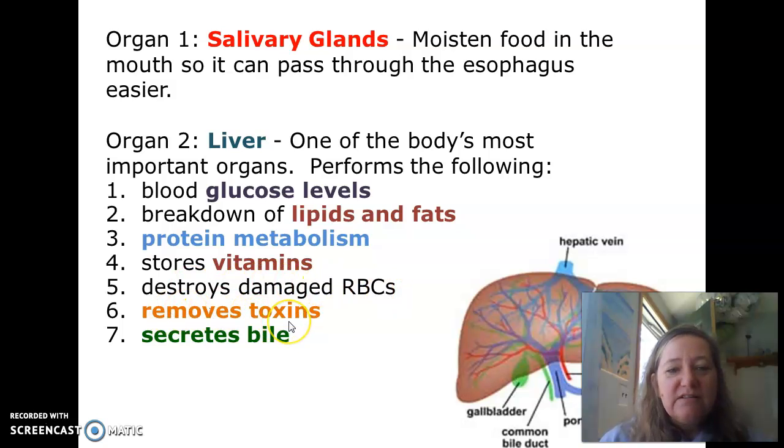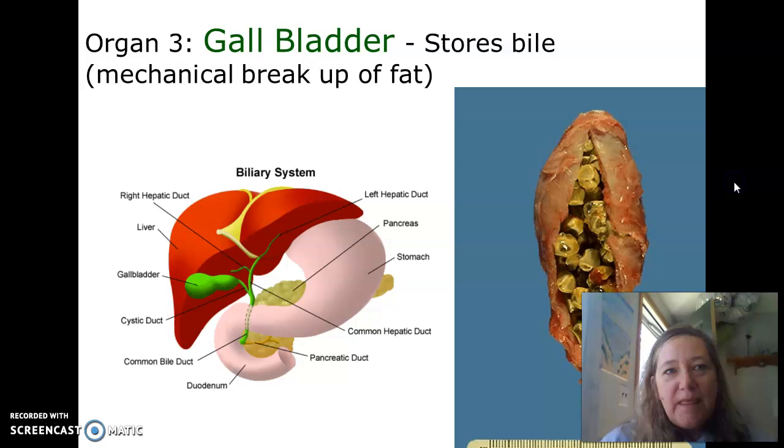It removes toxins. So everything you take into your body that's foreign or toxic, whether it's alcohol or prescription drugs, it still needs to be filtered through the liver. And also it secretes the bile. So here's the liver here. This is the gallbladder. These two work hand in hand, by the way. The gallbladder comes next. That bile that was produced in the liver gets stored here in the gallbladder, right there.